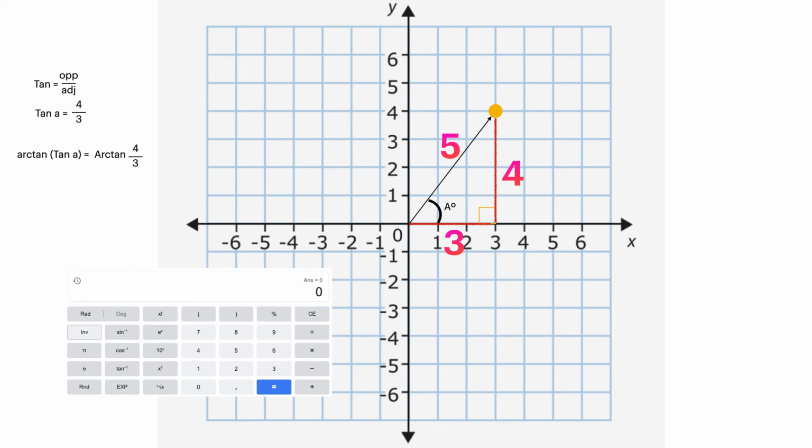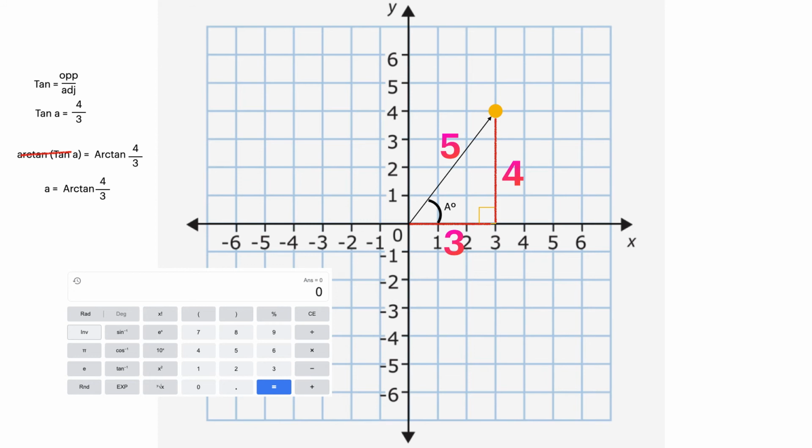Here's the kind of hard part. From here it's hard because we need to figure out what angle, if you take the tangent of it, will give you 4/3. So we're going to use the arctan function, or the inverse tangent function. Arctan basically cancels out the tan function. So we cancel that out, and we get A is equal to arctan of 4/3.